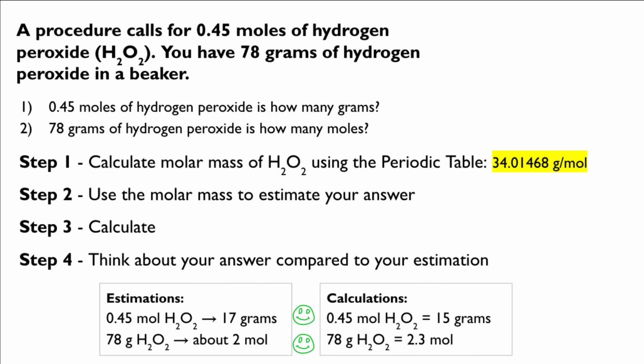What's really useful about estimating before we calculate is that if we set up our conversion factor incorrectly and we end up dividing where we should have multiplied, we have a way to check ourselves and better understand what those numbers are actually representing in the real world.